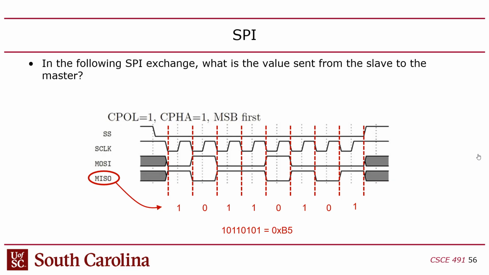So hexadecimal-wise, this is 1011, which is what? 8 plus 3 is 11, which is B. And then this is 5, so B5. So B5 is what is coming back on the channel from the peripheral back to the CPU.